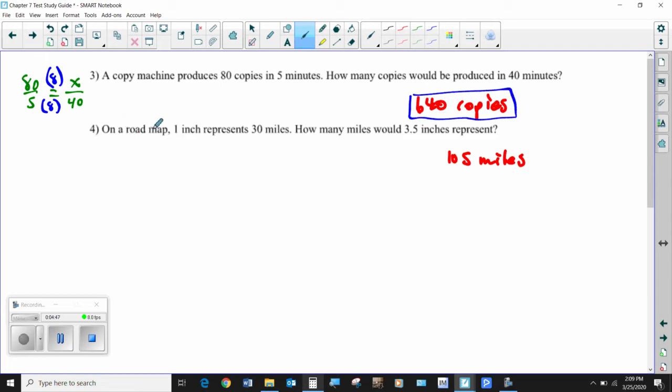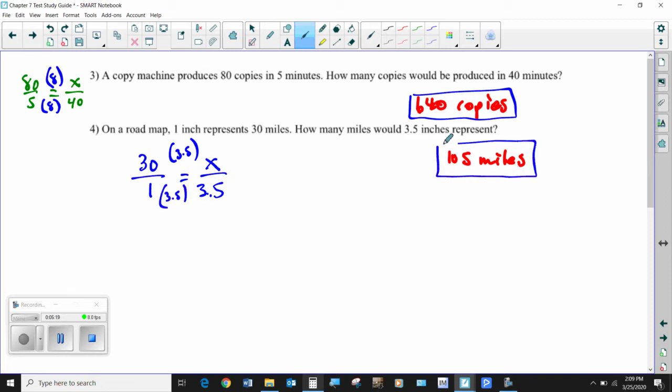And then on a road map, 1 inch is equivalent to 30 miles. So how many miles would 3.5 inches be? Okay, so let's do 30 miles for 1 inch. How many miles is that going to be for 3.5 inches? Okay, what's your giant 1 going to be? What do you multiply times 30 to give you x? Looks like the giant 1 is 3.5. So when you take 30 times 3.5, that should give you your 105 miles.